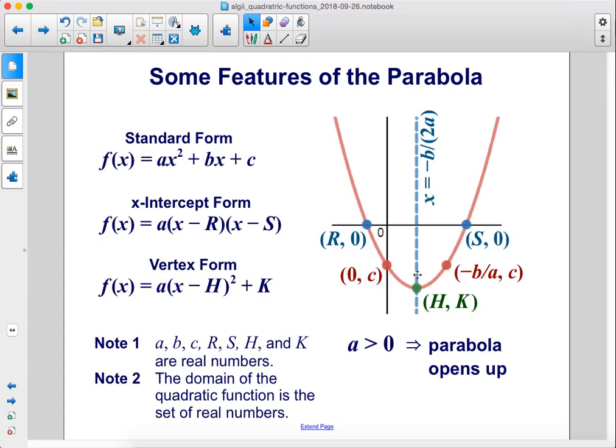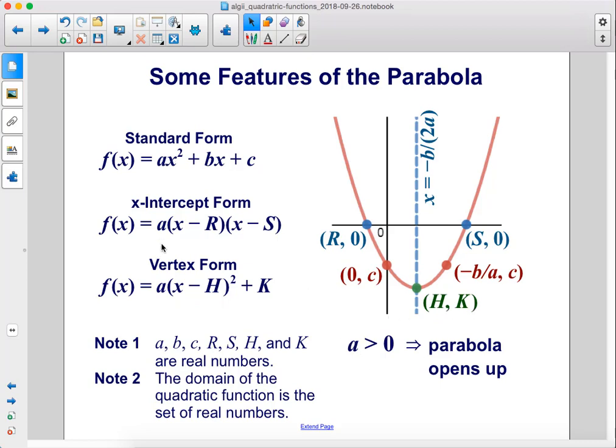Some features of the parabola. Here we have our three forms: standard form, x-intercept form, and vertex form. Our x-intercepts are at r, 0 and s, 0. Our axis of symmetry here is at x equals negative b over 2a. The vertex is at h, k.